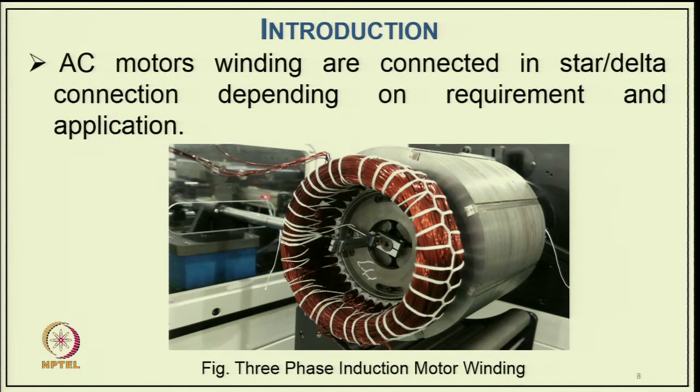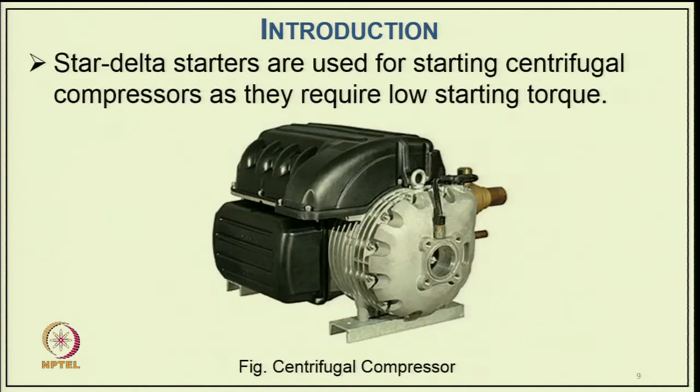But of course, this star delta conversion reduces the inrush current in the motor winding as well as the current drawn from the supply. The reason is that initially it reduces the voltage across the winding in a star connection by 1 by root 3, and later on when it connects to delta, it applies the full voltage across each phase winding.